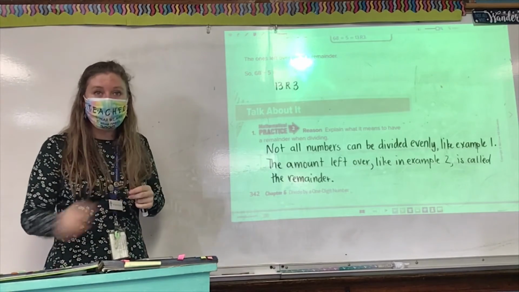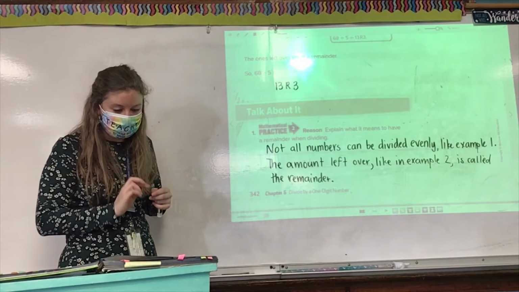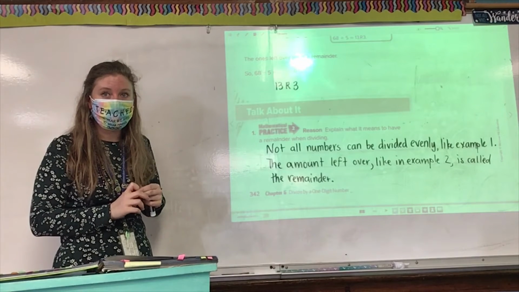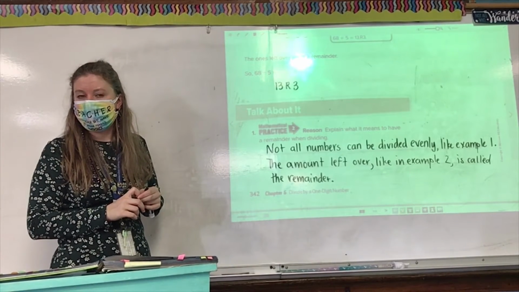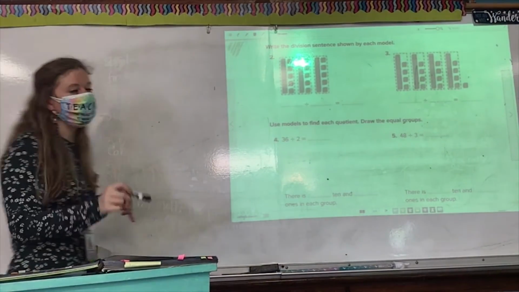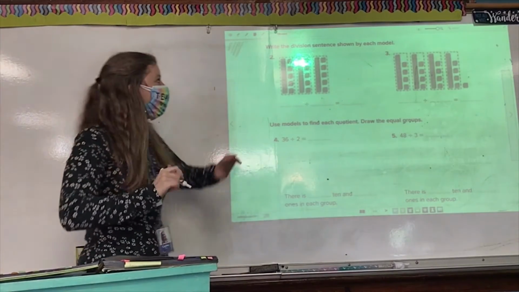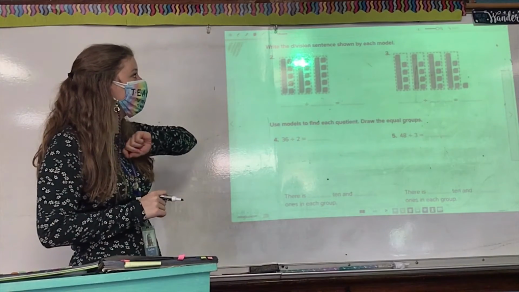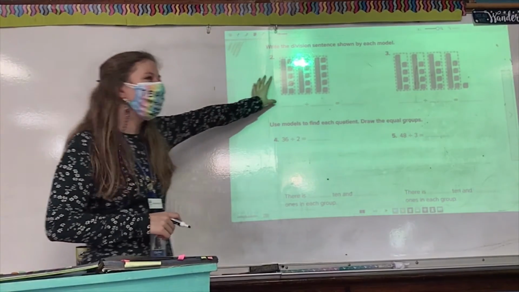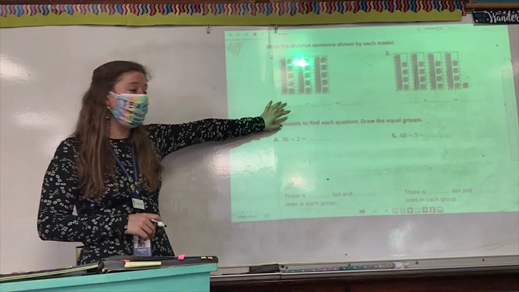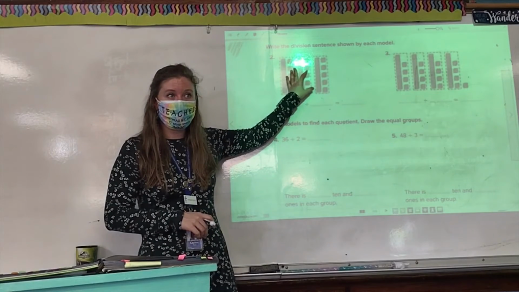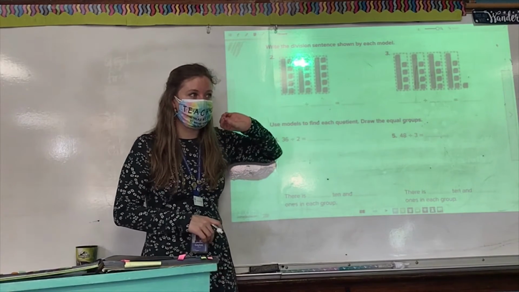Okay, everybody ready? We're going to do a couple of the independent practice together. Is everybody ready? Okay. So we're going to do number 2 and number 5 together. Number 2, the directions say, write the division sentence shown by each model. So number 2, we already have our model drawn. We already have our groups. We already know everything we need. Now we just have to put it into a division sentence.